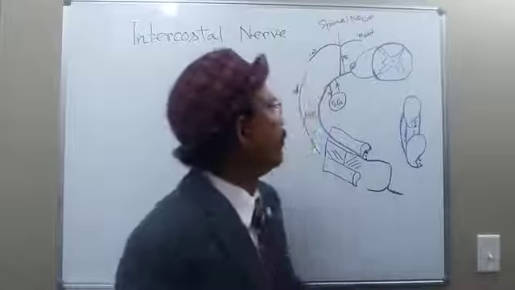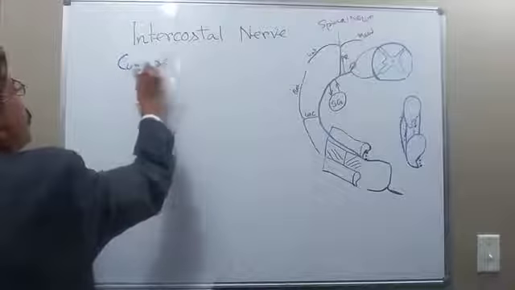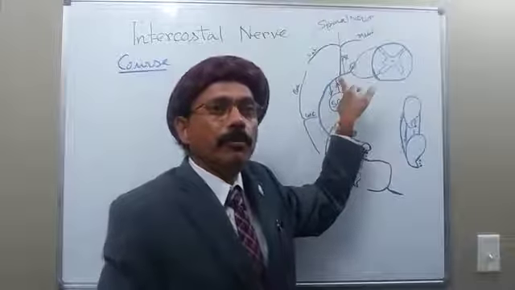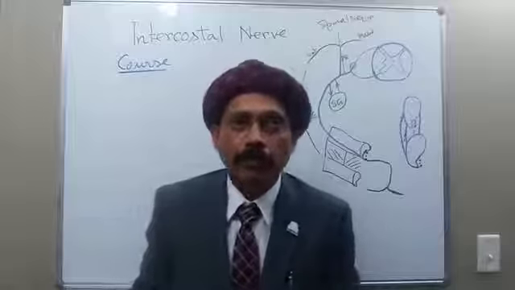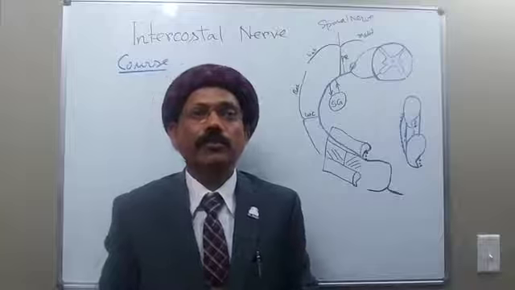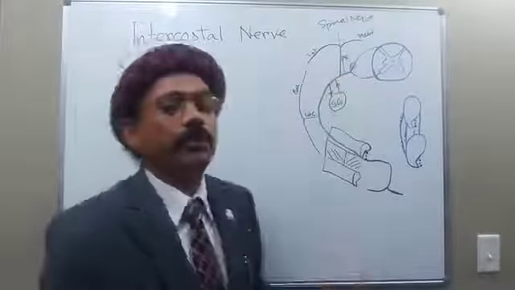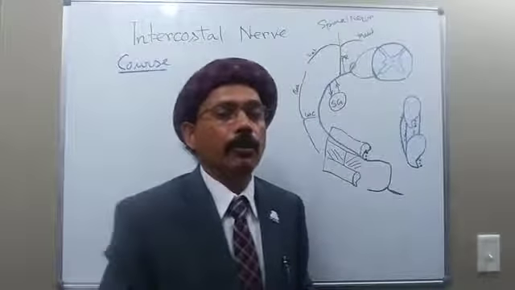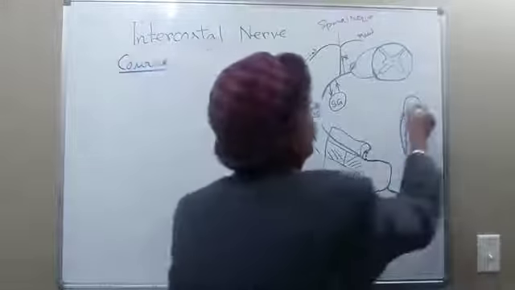Okay, the course. This is the formation of the intercostal nerve. Each nerve passes below the neck of the rib of the same number and enters the costal groove. Costal grooves are these depressed areas on the rib. This is a rib.